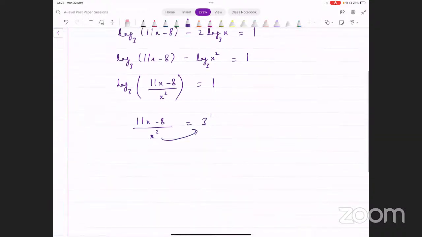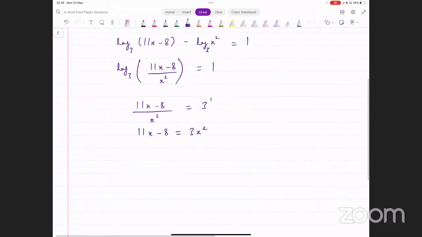अब ये x squared जाके वहां पे multiply होएगा, and we have 11x minus 8 equals 3x squared. This is a quadratic equation that we know how to solve. Let's take all terms to one side. It will become 3x squared minus 11x plus 8 equals 0. Now we can see if we can factorize this. This can be factorized. 3 into 8 is 24.